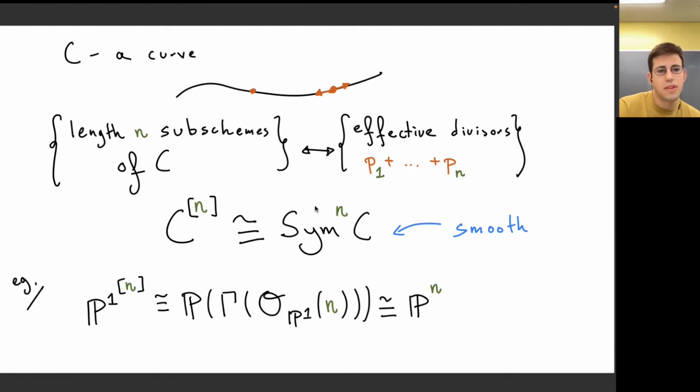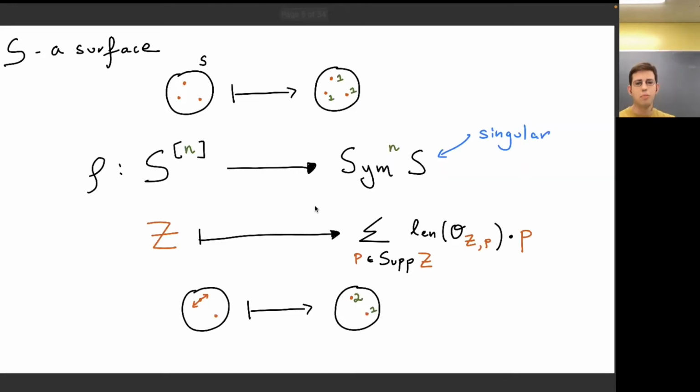Okay. What happens for a surface? Now the situation is slightly more complicated. So the symmetric product of n points on a surface is singular. There are these rational singularities. But as is the case for any Hilbert scheme, what I do have is a morphism to the symmetric product that takes a subscheme and records the support of the subscheme and the length of the subscheme at each point of the support.